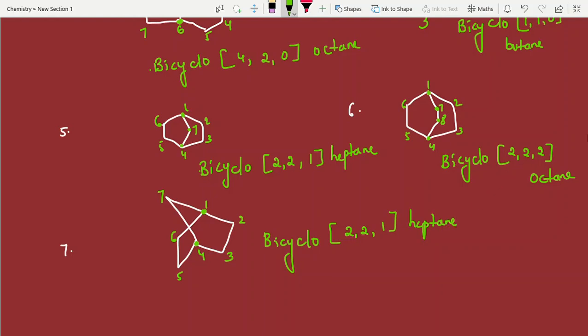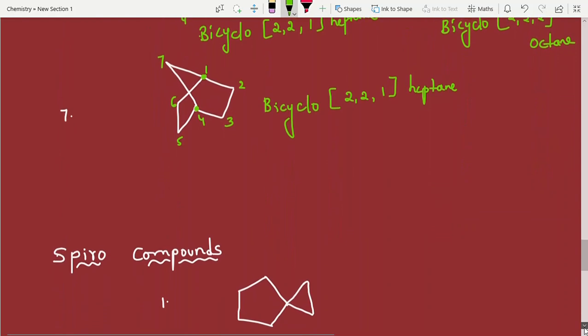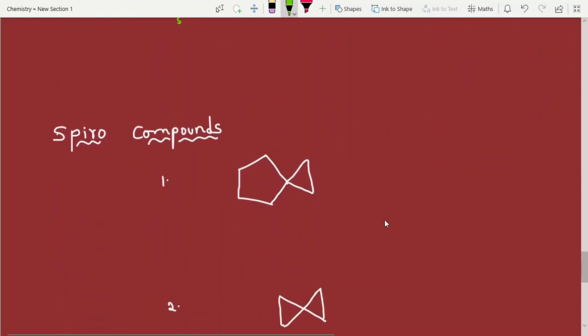This is bicyclic compounds. The next important nomenclature, students, is Spiro compounds. What is that? Spiro compounds means there are no bridges and all. There are no bridges. It's a direct linkage. See here how to write. No two bridges. Only one common bridge. That is the difference between bicyclo and Spiro compounds. Only one bridge.